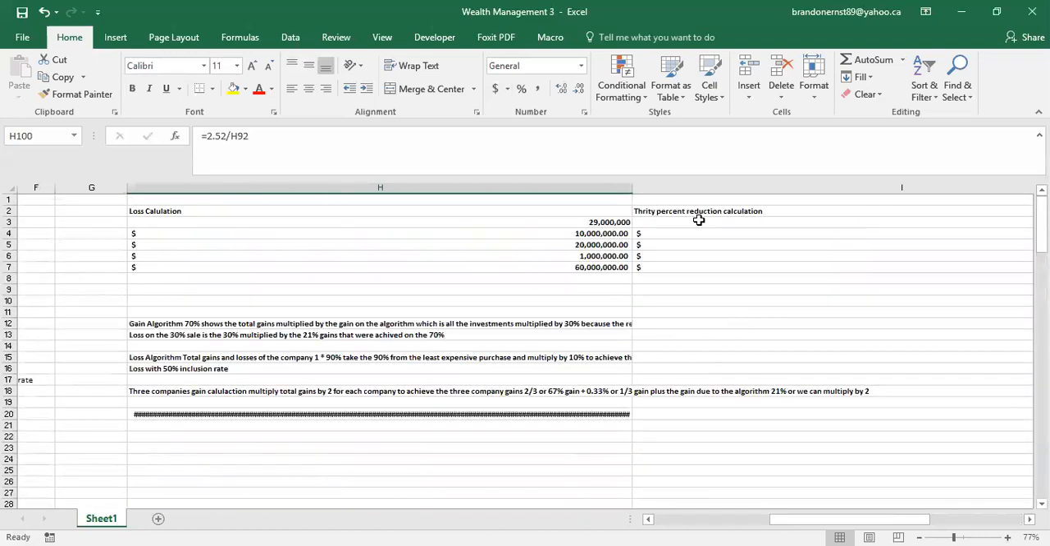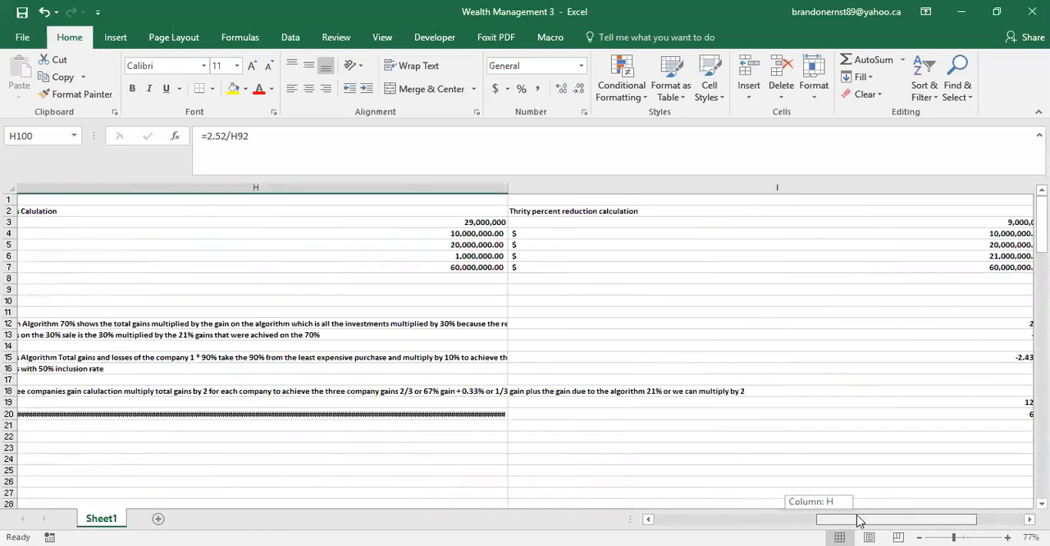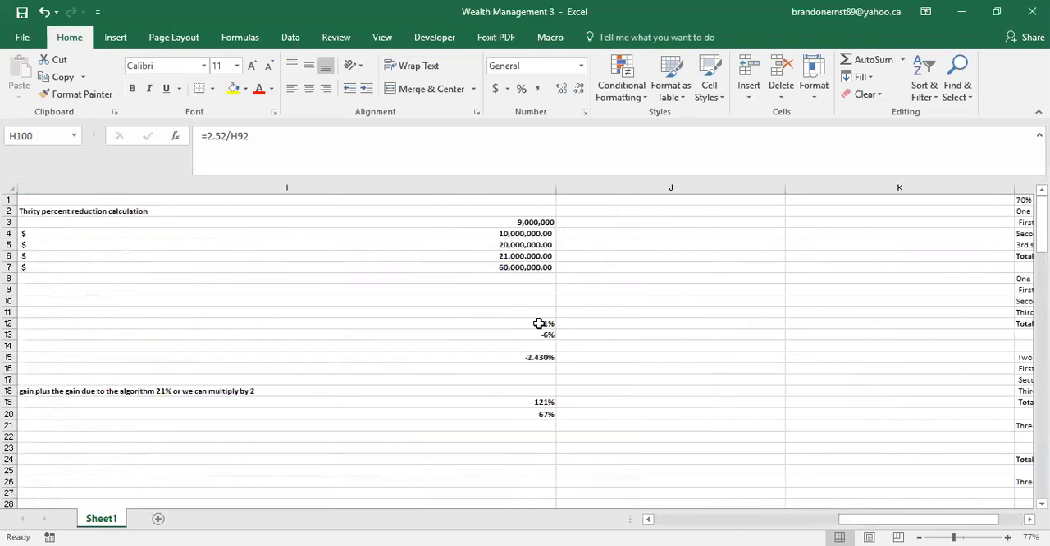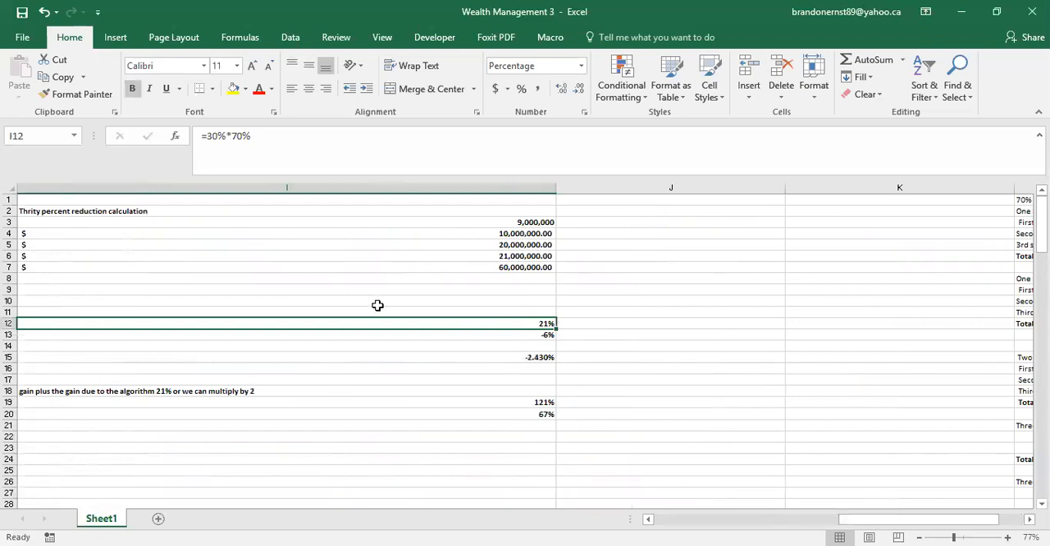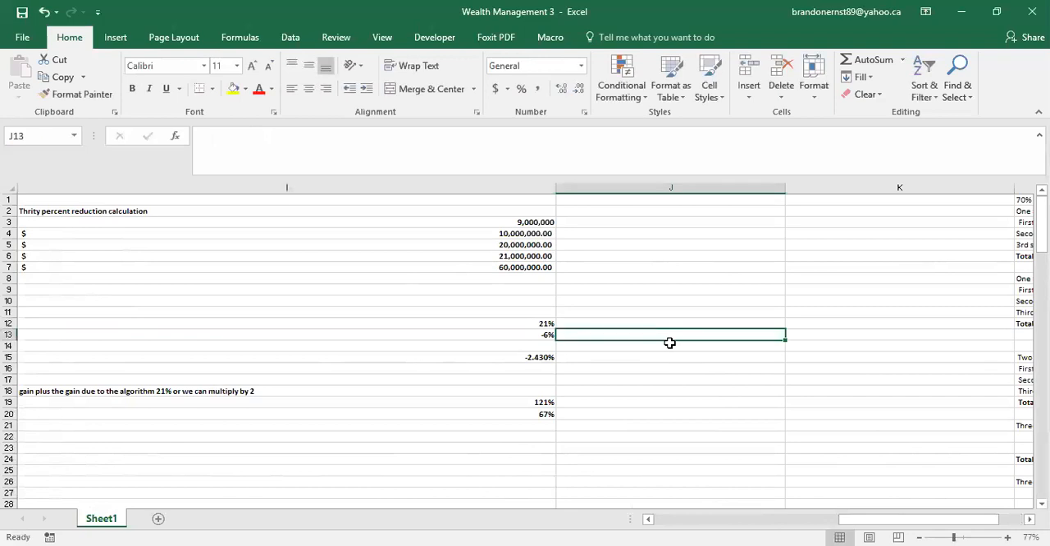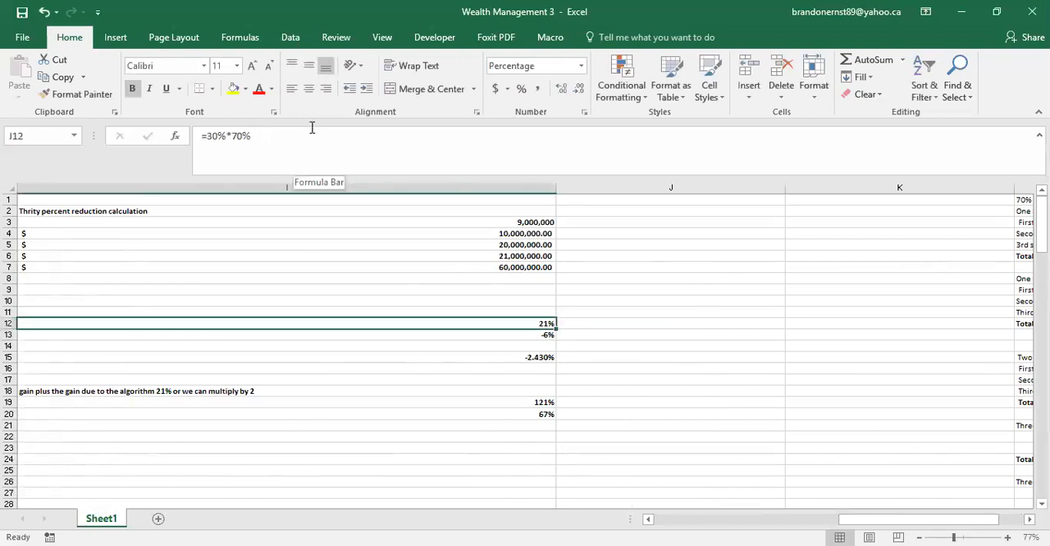So basically, how I got this algorithm, the gains, right? For the gain portion of it, we're going to take 30% off the most expensive purchase, and we're going to hold on to that. Then we're going to take the rest of the purchases, which is a total of 70% of all the purchases. To get the 21% gain, we multiply the 30% times 70%. That gives you the gain on the 70%.